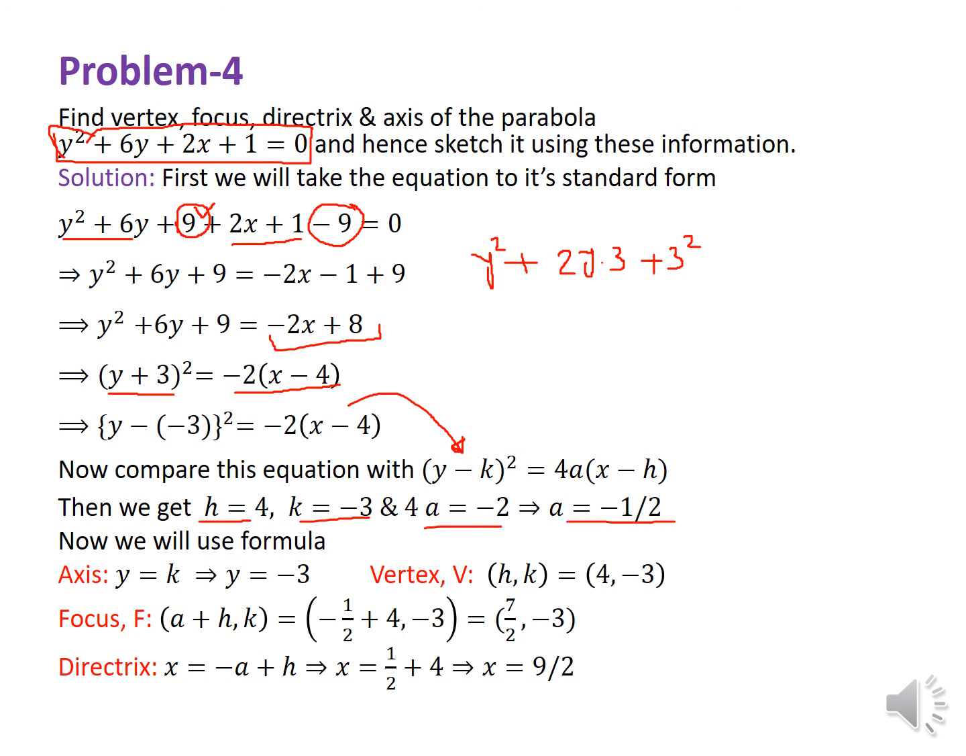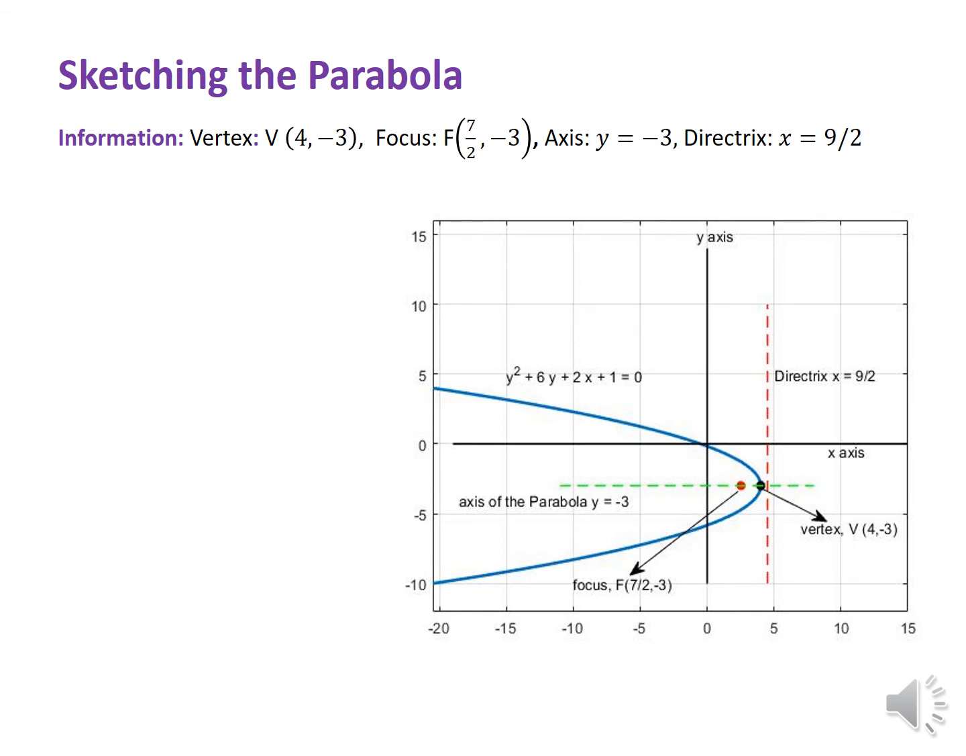Now using the formula, we have the values for axis, vertex, focus, and directrix. So this is the vertex, this is the focus, this is the directrix of the parabola, and this is the axis of the parabola. Now using this information, we can sketch the parabola. So look here, this is the shape of the parabola. We have vertex here, focus here, axis here, and directrix here. To sketch this parabola, first the y-axis and then the x-axis. So this is our x-axis, this is our y-axis.